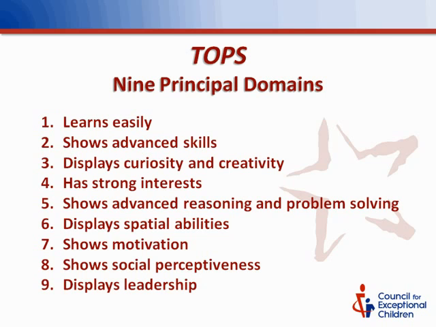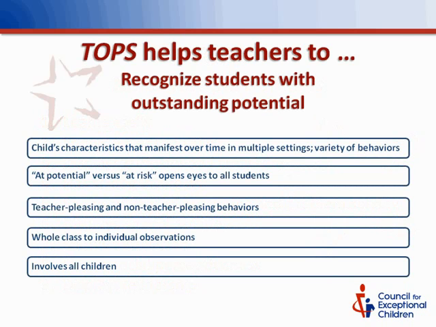When you're observing the whole class, you jot the names down. And when you're doing the individual, you jot down dates and a quick reference as to what was going on for the teacher. This is designed to help teachers recognize high potential. It's designed to help us shift so that we understand the characteristics of the child in multiple settings and a variety of behaviors, to keep our eyes open to the strengths of all students, teacher-pleasing and non-teacher pleasing, whole class to individual, and it involves all of our children. So it is very inclusive in its initial observations.